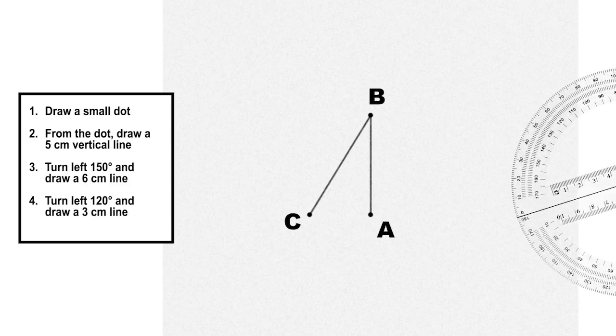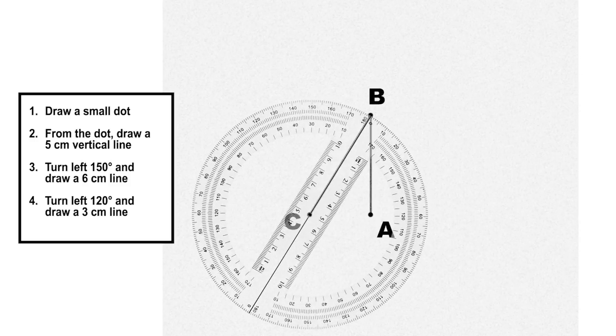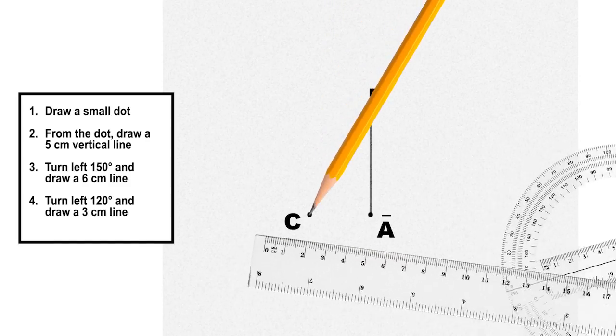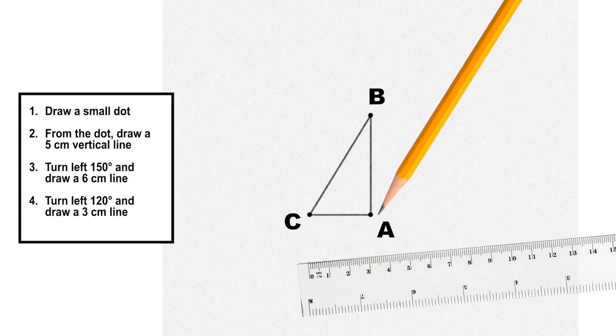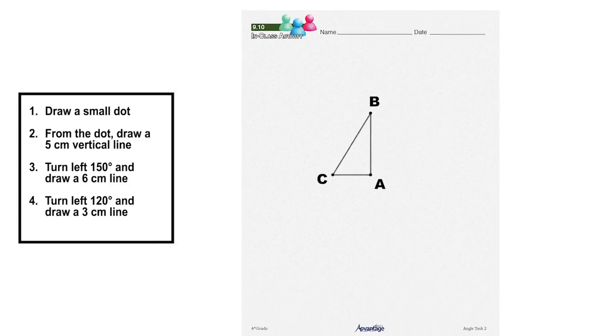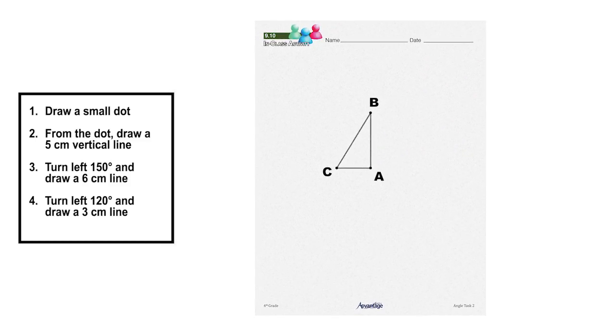Last, place the protractor over the line with the point C at the center mark. Moving to the left, draw a tick mark at the 120 degree mark. Line up the tick marks with points A and C and draw a line that is 3 centimeters long. It looks like we do have a triangle. Our reasoning was correct. Students should have practiced reasoning about drawing mystery shapes and drawing angles to represent different shapes.